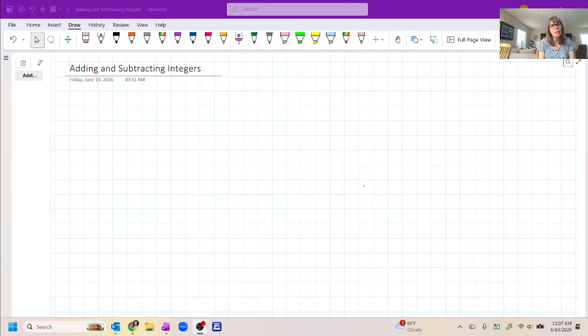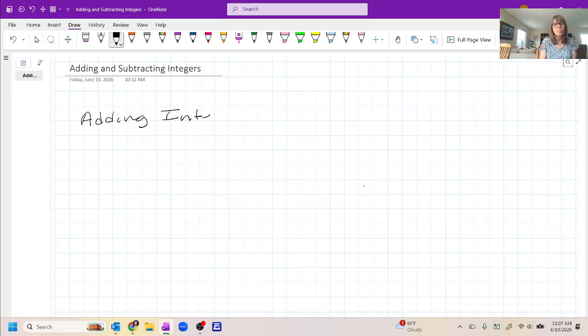Before I start any Algebra 1 course, the first thing I talk about is adding and subtracting integers. So I'm going to go over a brief illustration of how to add and subtract integers. Adding integers has two cases: case number 1 and case 2.